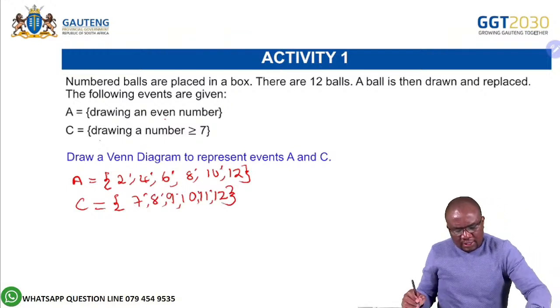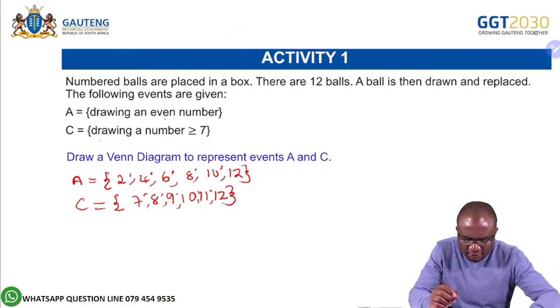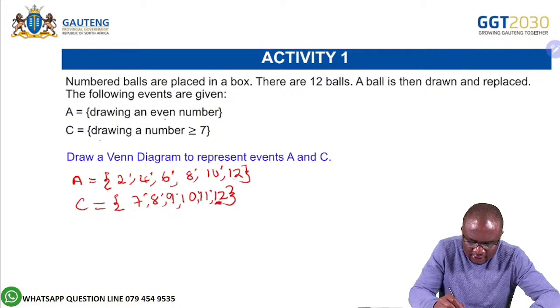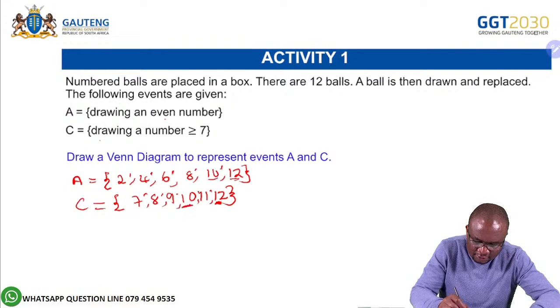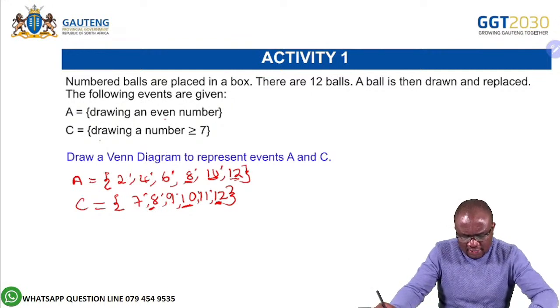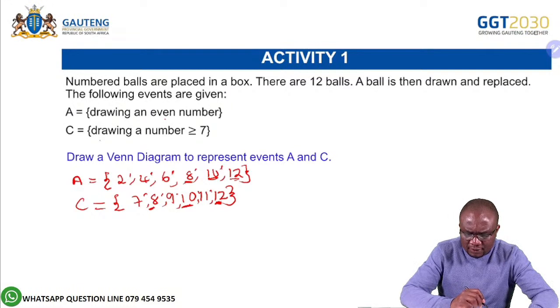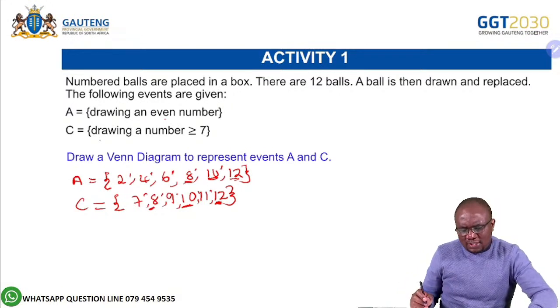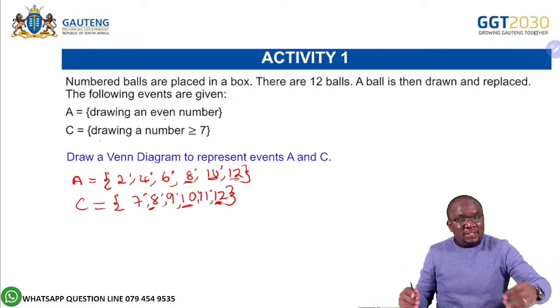Right, now if you check, there's a 12 there and a 12 there. We have an intersection. We have 10 there and 10 there. And then 8 there and 8 there. Do we have any number which does not appear here? If you check, 1 is not there, 3 is not there, and 5, they're not there. They're outside these two events. You see that? So these events are not exhaustive, because they're not taking everything in the sample space.